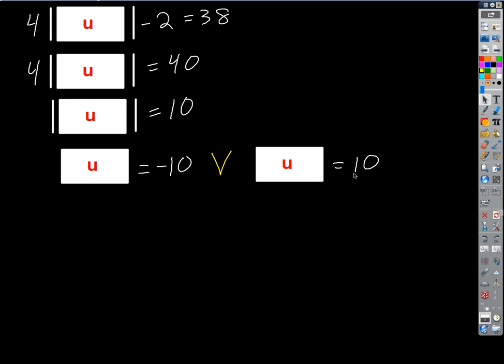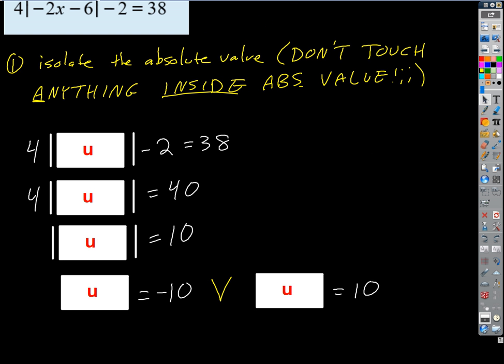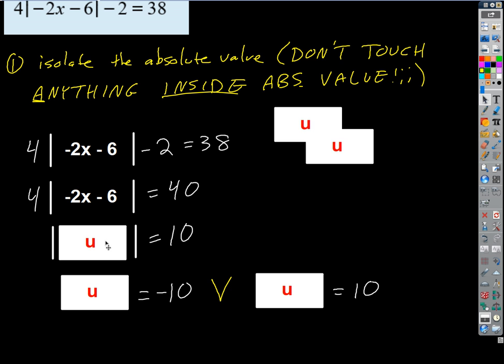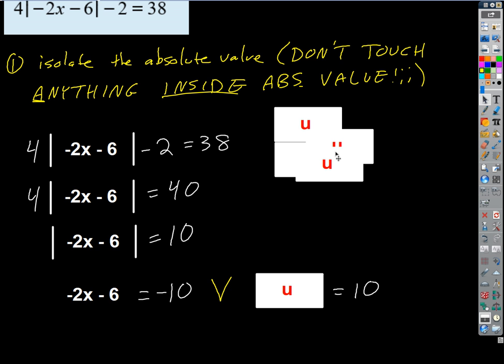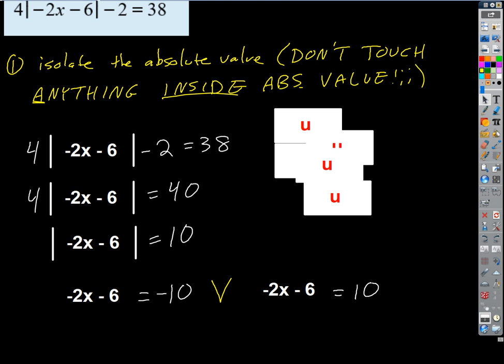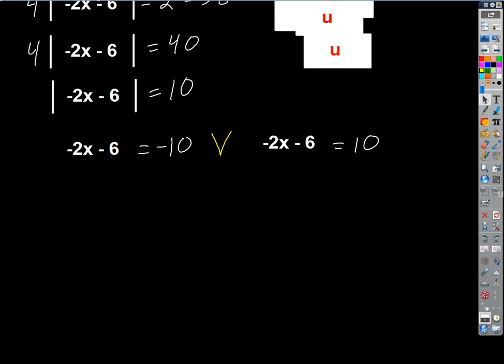And so finally, now notice that we haven't messed with anything inside the absolute values up until this point, right? But now, finally at this point, we can go back and say, okay, well, what's behind that u? You know, what's behind the u is actually a 2x minus 6. So I'm left with these two equations that are very easy to solve that will tell me the values of x then, right? So what are the steps to solve for x there? Add 6. And divide by -2.